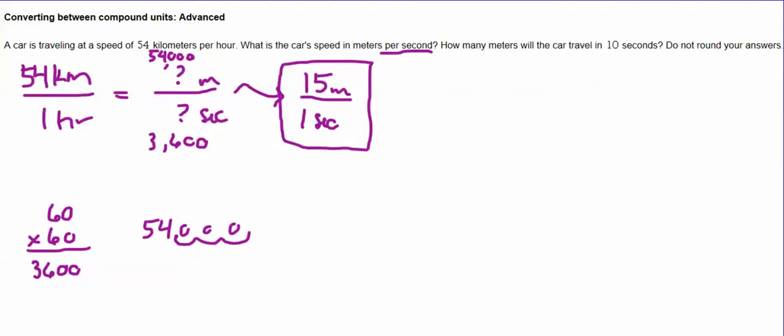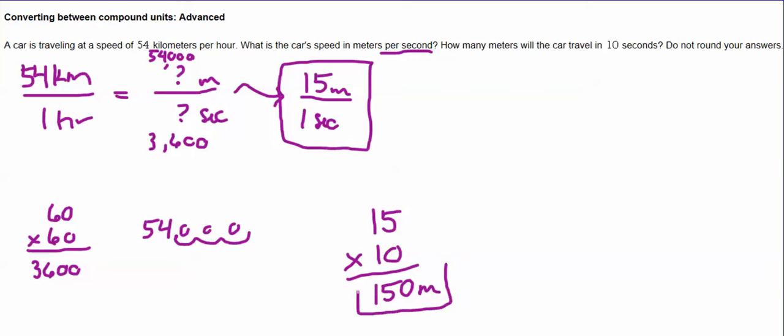15 meters per 1 second. This is our original answer to their first question. Then they ask us a follow-up question of how many meters the car will travel in 10 seconds. So we take our 15 meters in 1 second times the 10 seconds, which gives us 150 meters traveled in the 10 seconds for their follow-up question.